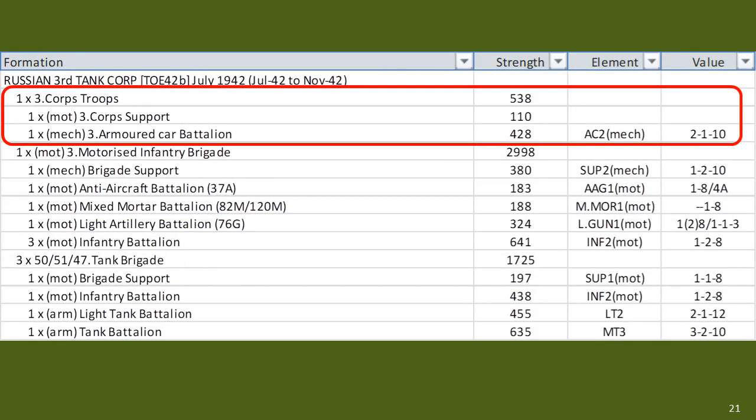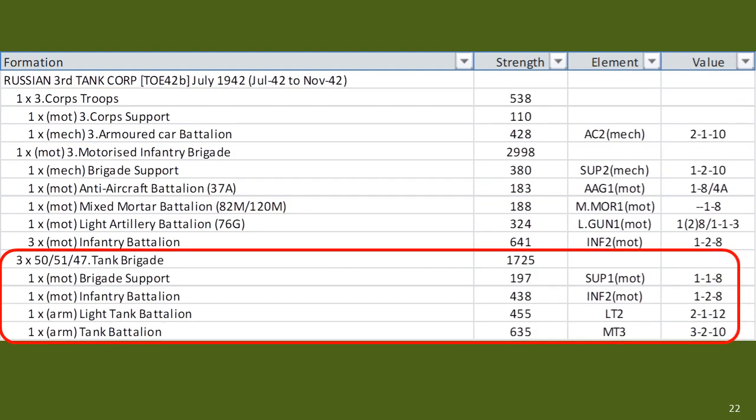Beginning with the March 42 period, the corps, tank corps, were quickly being formed. This shows the 3rd Corps, which was formed in July 1942. The first notable change was the addition of corps assets, in this case an armoured car battalion.